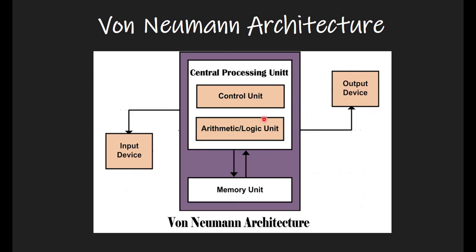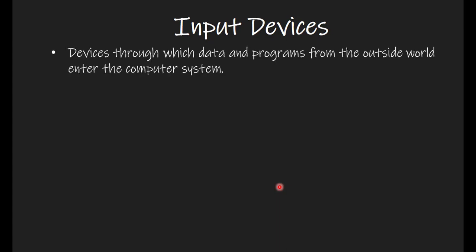Once the processing is completed, it will show the data on the output device. Let's see all these parts of von Neumann architecture one by one in detail. Let's start with the input device. Input devices are the devices through which we can give data to the computer.